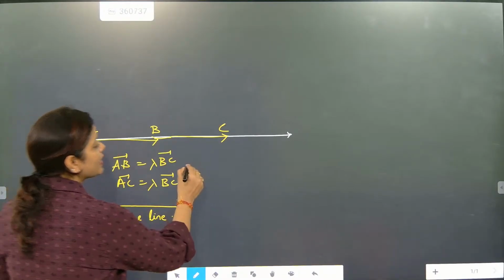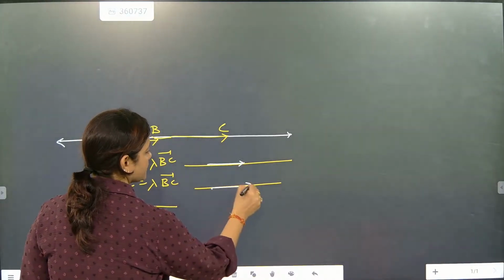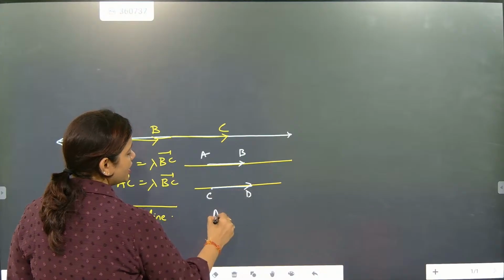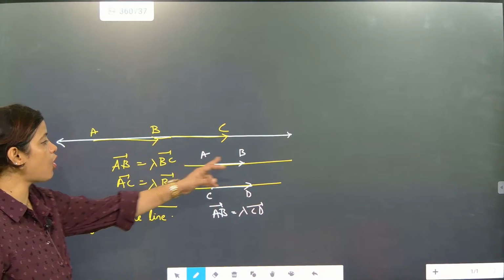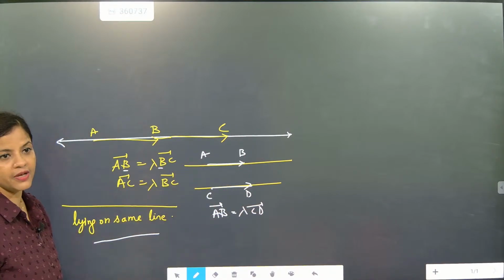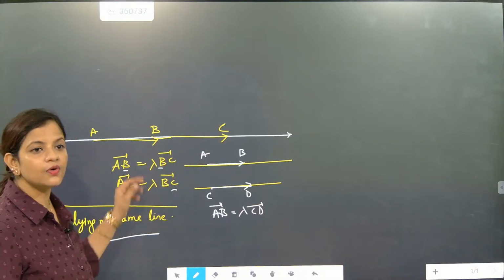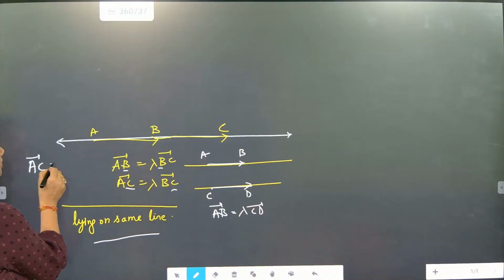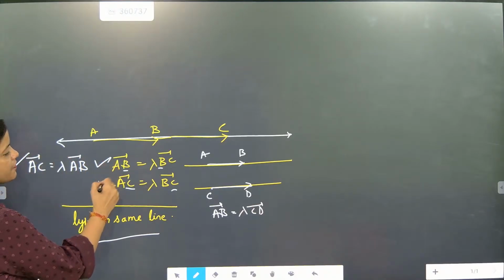Now two parallel lines are there, and we are taking the vectors from two parallel lines. This is AB and this is CD. Now AB will be lambda CD. This is for parallel, that means no common points in the contact. But for collinear, did you see one thing? In AB, B is repeated, and in AC, C is repeated. Either you can say AC is equal to lambda BC, or AC vector is equal to lambda AB vector. So these three ways we are representing collinear.